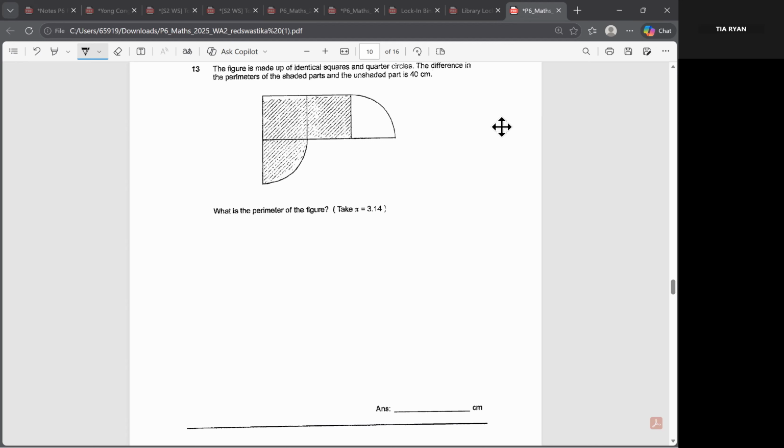The shaded part is two squares and quarter circles. Where's the perimeter? Let's highlight, here, here, here, here. No, this part doesn't count, right? So it's just here, here, here, here, here, and here. Yes or no?